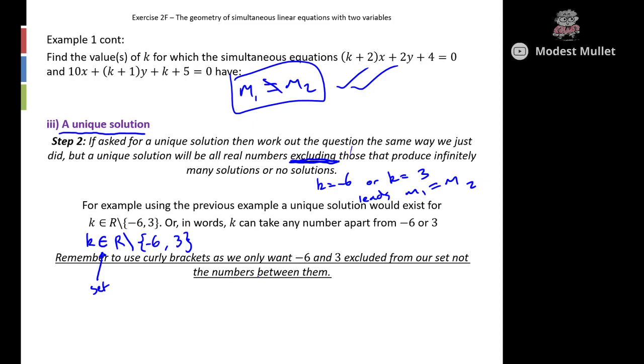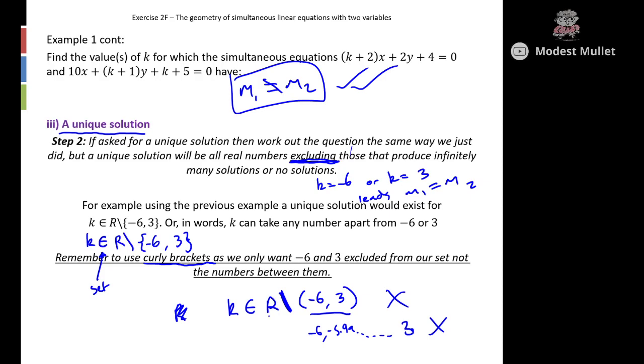This little note here says that you need to use curly brackets. The wrong thing that we see some people do is they go, oh, k is an element of all real numbers except, and this backslash means except, and then they put round brackets, -6, 3, and that would actually mean all numbers between -6 and 3. This would be -6, -5.99, and so on, every number until 3 if you use round brackets. So that would be wrong.